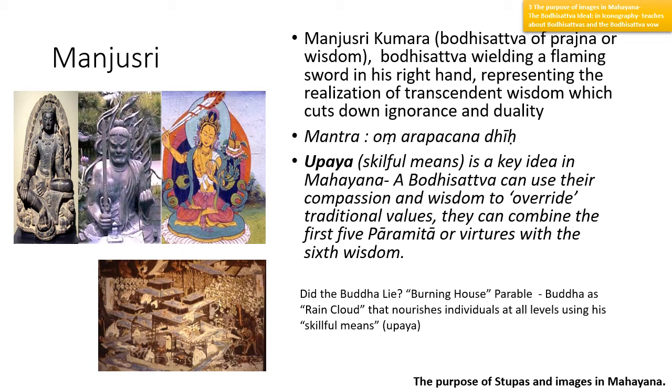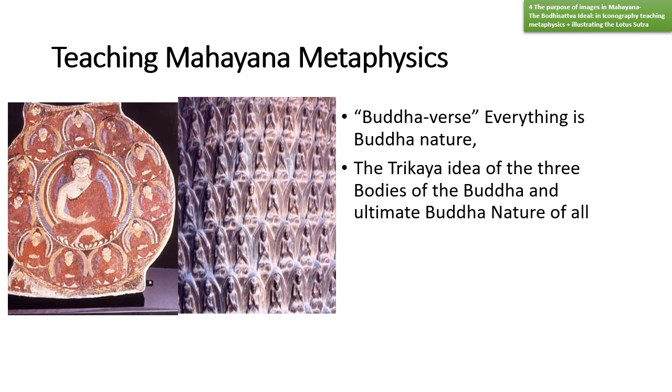We start practicing upaya, skillful means, the sort of ethics of Mahayana, so we can use wisdom and compassion to override the Theravada traditional values and other traditional values. We develop the 5 perfections or virtues, the paramitas, within this kind of wisdom. So, did the Buddha ever lie? Well, in the burning house parable, upaya is the key virtue that's encouraged. Skillful means the Bodhisattva lies in the burning house parable.